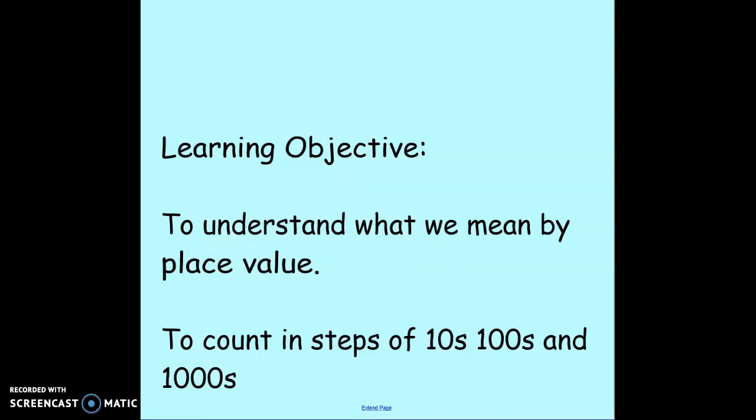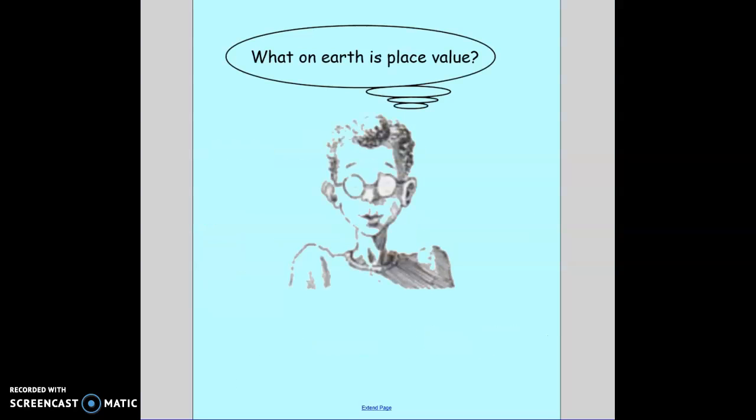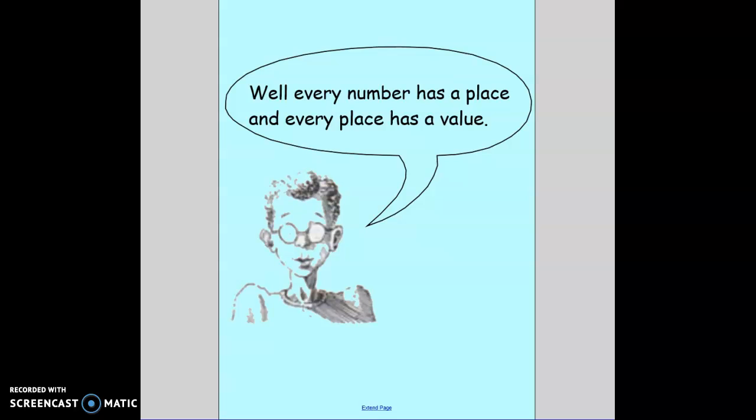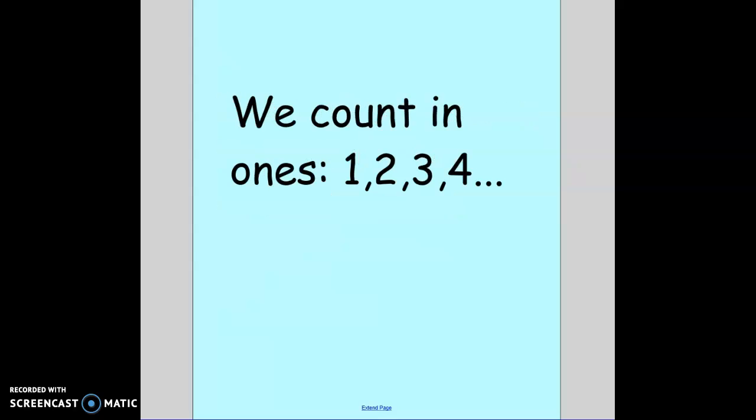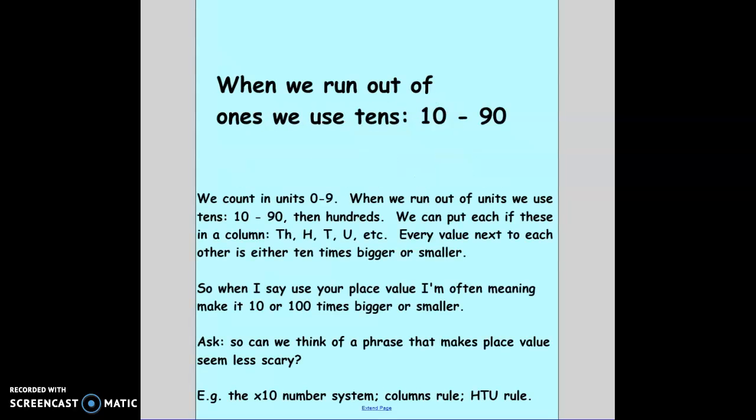Let's go on to the next page. That's what I've just said. Place value is a way to describe our number system. We count in ones, 1, 2, 3, 4, 5, 6, and on and on. And when we get up to 10, we still count on with our ones, but we then use multiples of 10, all the way from 10 up to 90. Our numbers in our second value in our place value column get 10 times bigger.